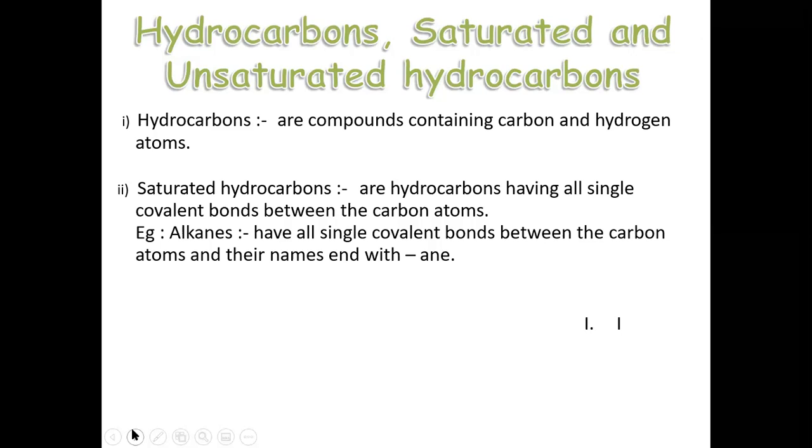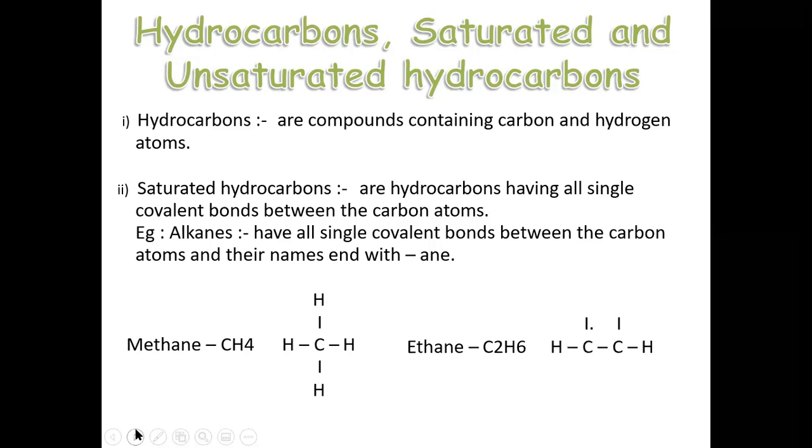So alkanes have all single covalent bonds between the carbon atoms, and their name ends with ANE. Here, one example is methane. If we see the spelling, the name ends with ANE. So this is the example of a saturated hydrocarbon. Another example is ethane. Here also the name ends with ANE. So this is also an example of a saturated hydrocarbon.